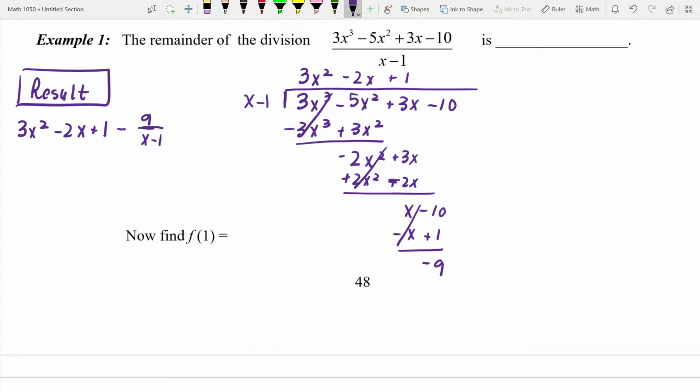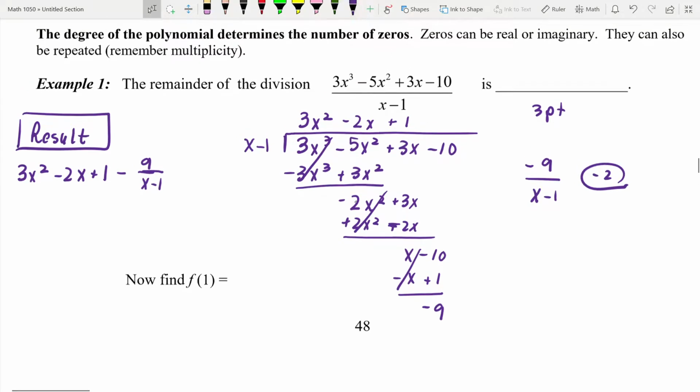The remainder, if you write it like this, negative 9 over x minus 1, this is a 3-point question. They take off 2 of the 3 points. It's brutal. You did basically the whole thing correct, but you wrote it as a fraction and you weren't supposed to. So just remember, if they just ask you for the remainder, it's just the number with no fraction, okay?